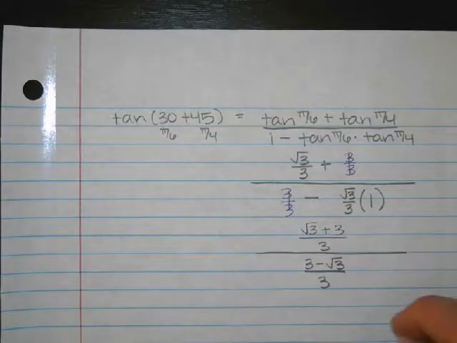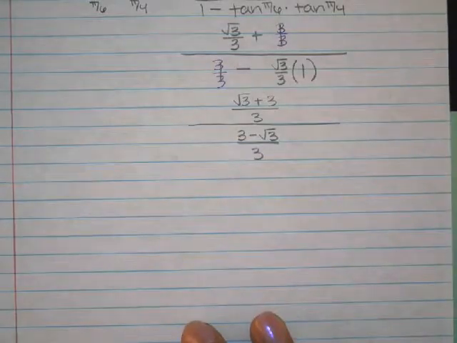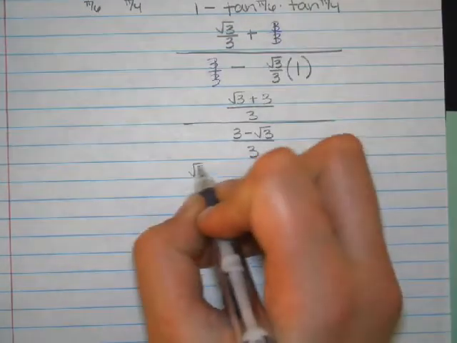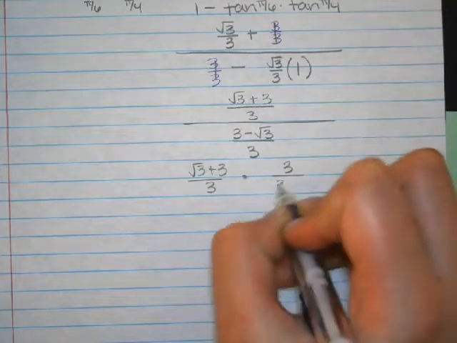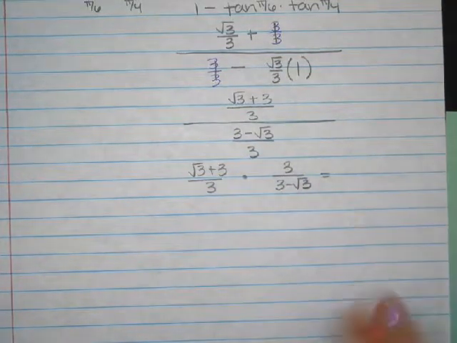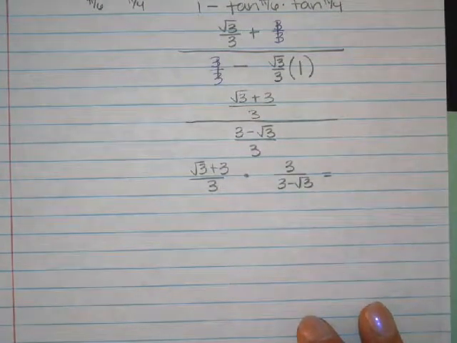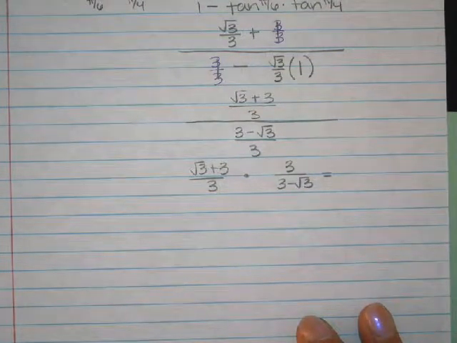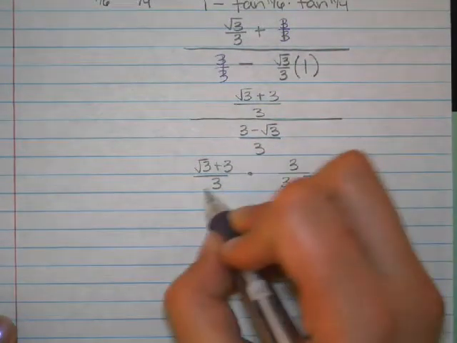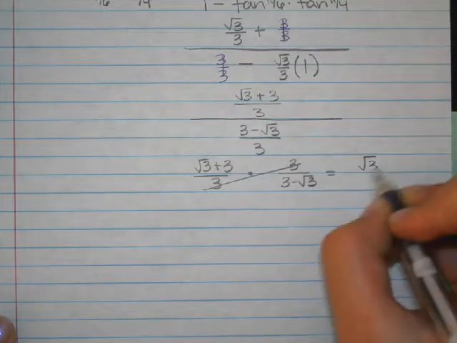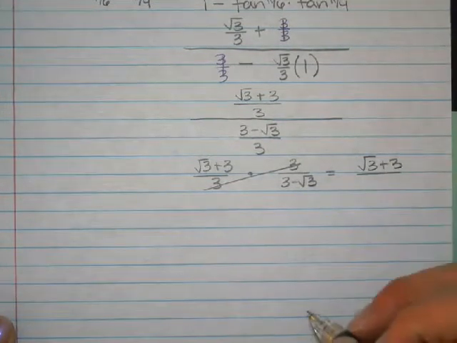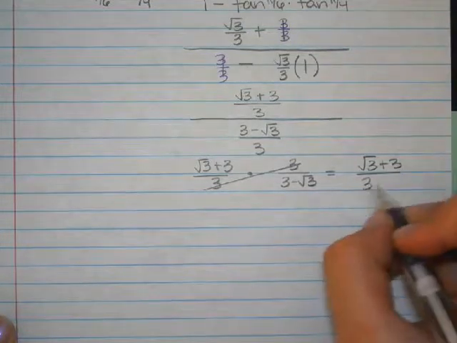Awkward. All right. Now, we have a fraction over a fraction. Keep change flip. Keep change flip. All right. Keep change flip. 3's cancel. And so our final answer is square root of 3 plus 3 over 3 minus square root of 3.